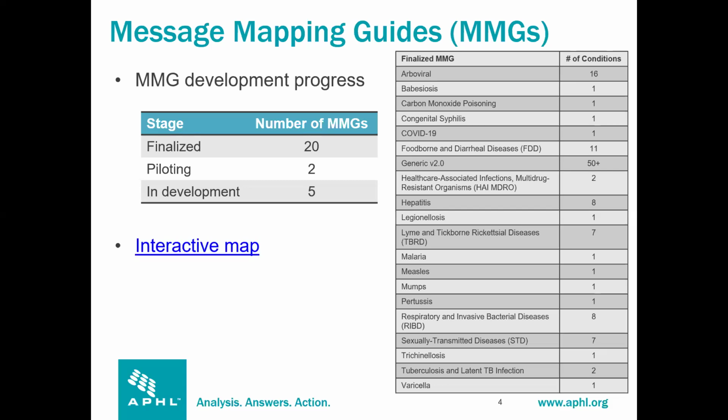There's a table here on the right of the finalized MMGs, and then how many conditions are included in that message mapping guide. I think that is important to look at as well, because it's not a one-to-one. Some of the MMGs are pretty complex, and within them, there are differences based on different conditions, so things grow exponentially. There's an interactive map here, and we can look at this if we have time, but it just shows for each message mapping guide what jurisdictions have that in production, and it's kind of fun to play with on the CDC website.